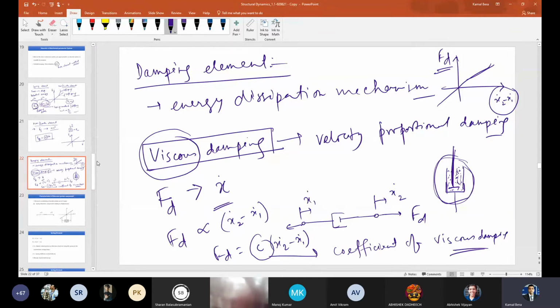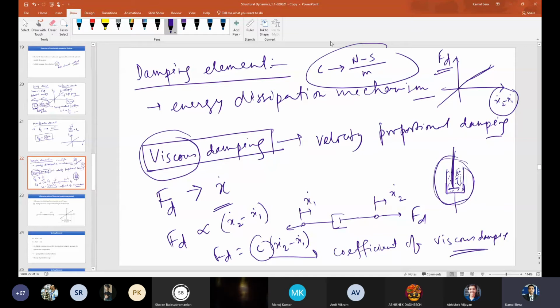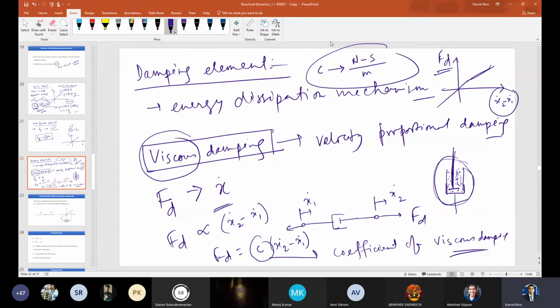Yeah, come on. What is the unit of C? Newton second. Newton? Newton second per meter. Newton second per meter. Okay. Good. Be careful about that. This is the unit of the damping.